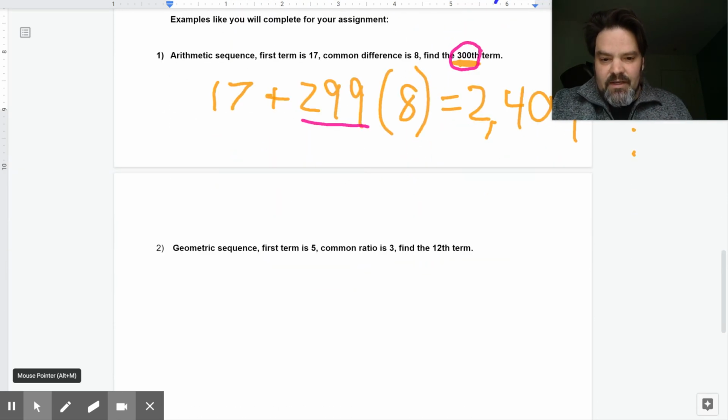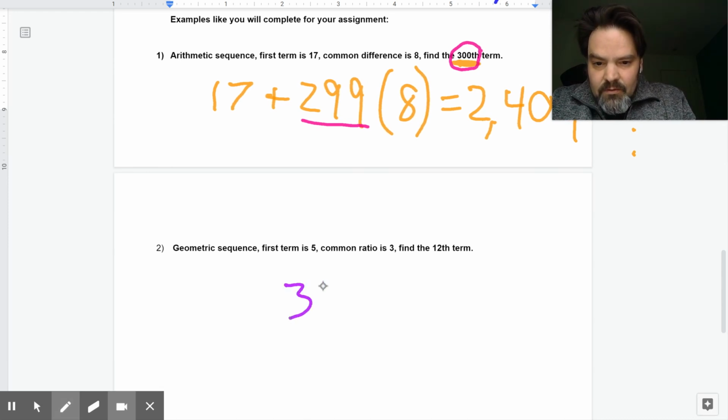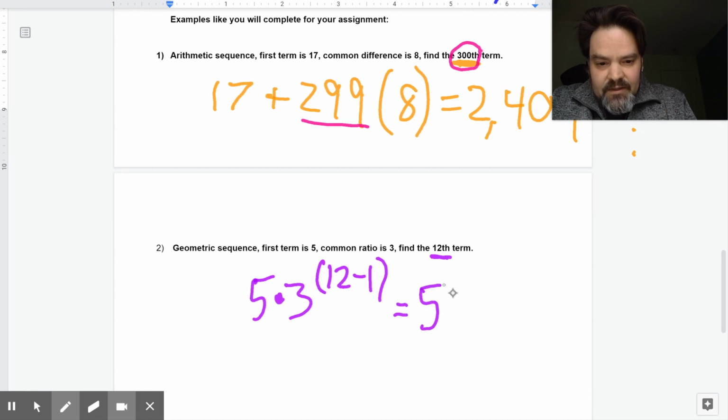So the common ratio here is going to be 3. And how many times am I multiplying 3? Well, 3 is going to be raised to the power of 12 minus 1, which of course is going to be 11. And then I have to multiply that by my first term. So it starts at 5, and then I multiply it by 3 a bunch of times. How many times specifically? Well, it's 1 less than 12, or 11 times. So I can rewrite this as 5 times 3 to the 11th power.